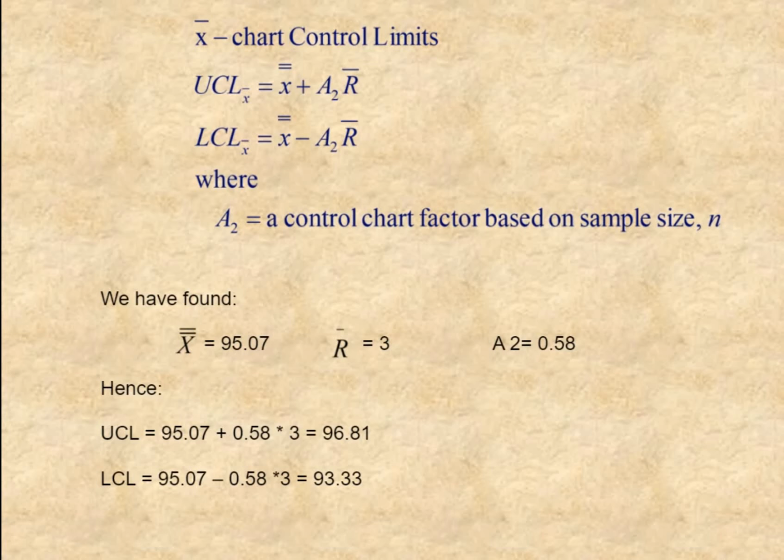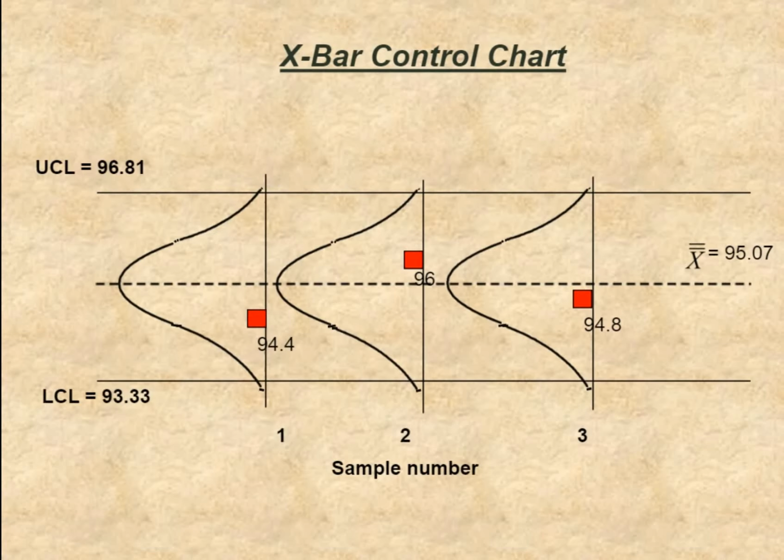We can also calculate the LCL. We found the values for UCL and LCL now. So we know UCL equals 96.81, and LCL equals 93.33. So we draw 2 lines here.